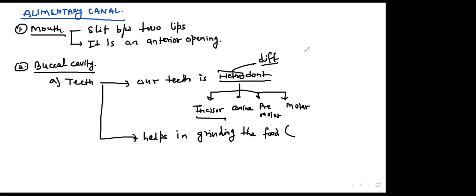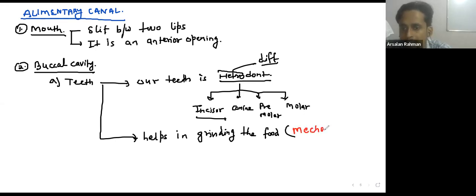If the examiner asks you what mechanical digestion is, will you be able to write down the definition? Mechanical digestion means digestion performed by teeth by grinding of food. Okay. So the first one is teeth, and the second one is what, beta?